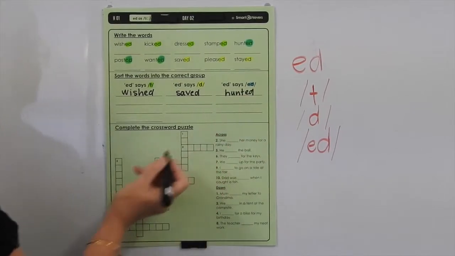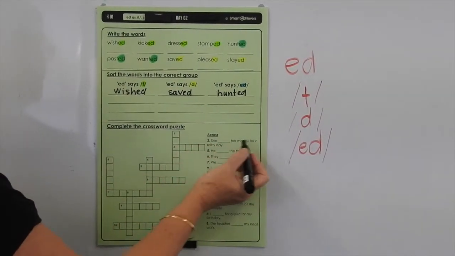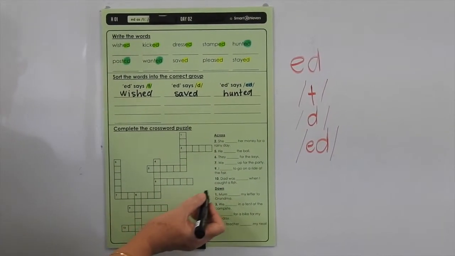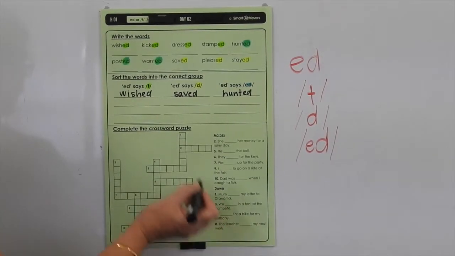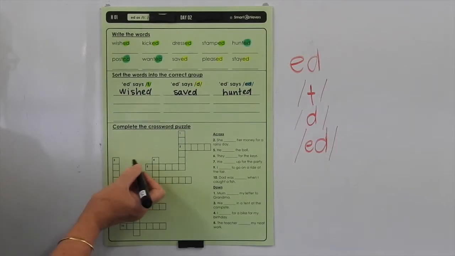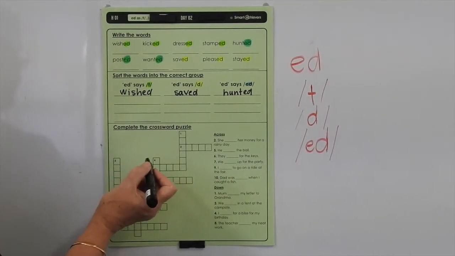Now down the bottom you're doing a crossword, and you've done one of these before. So you know some of the clues go across. So you write the words across, one letter in each box. And the others, the clues are going down. So you're writing one letter in each box, but they're going down. So make sure you look carefully at the number in the boxes to write your answer in the right place.